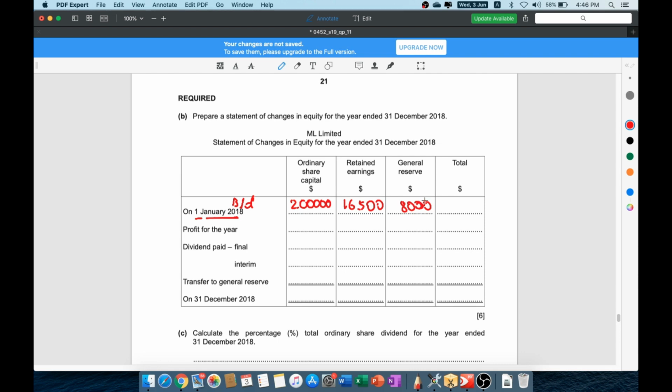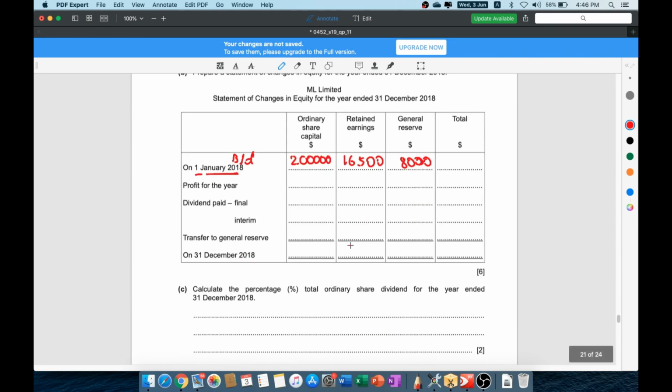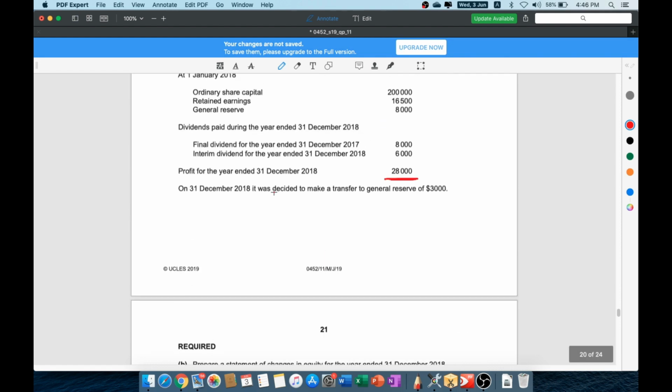And then profit for the year. He's given you that here, 28,000. The profit for the year is always added into the retained earnings. We know that, all right? So we're just going to add that in the retained earnings account. So that's $28,000.